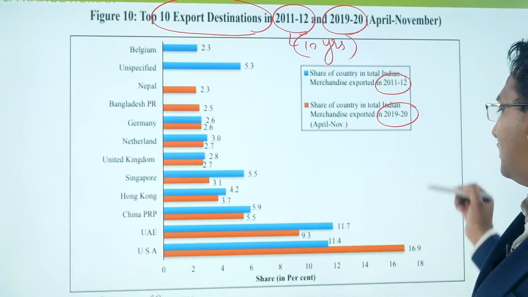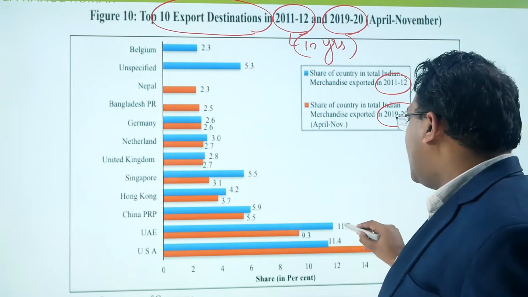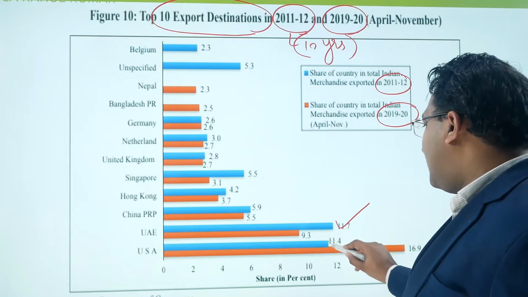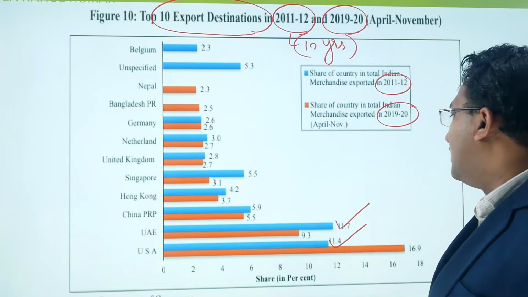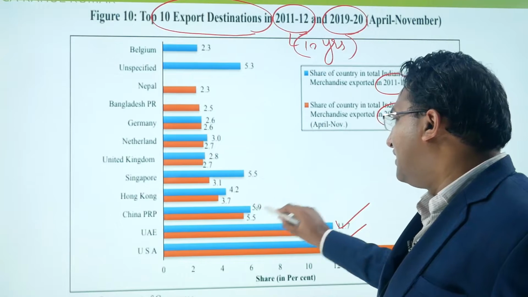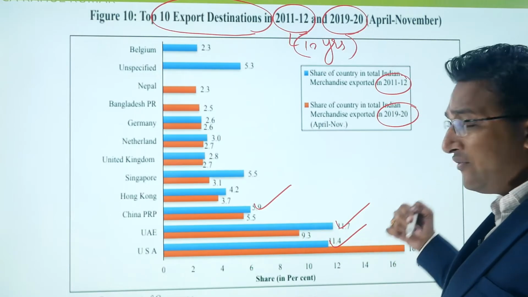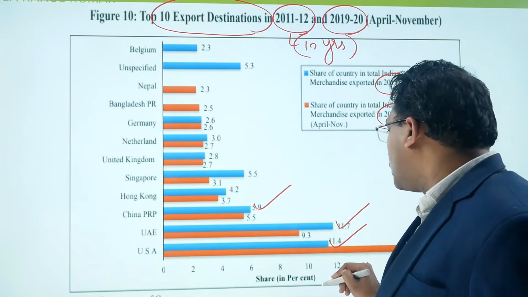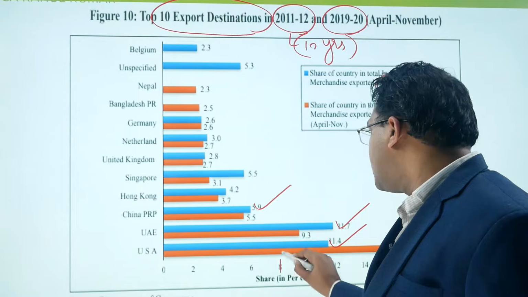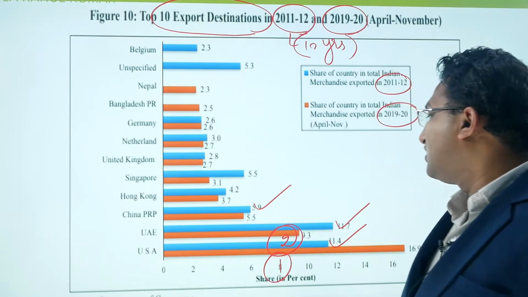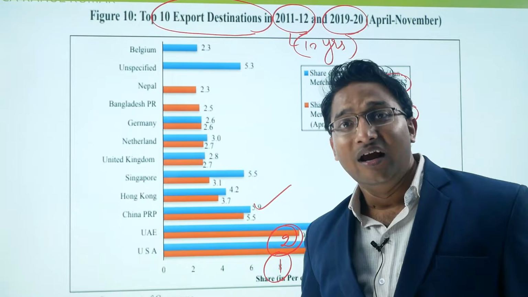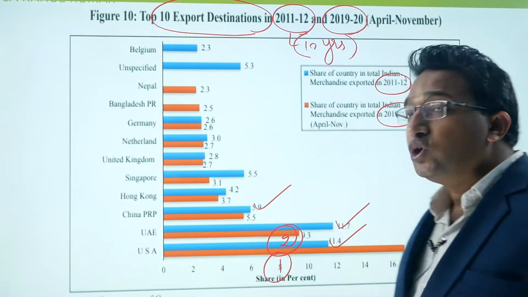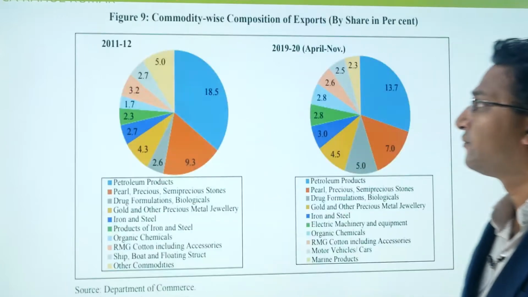So in 11-12, the largest share was occupied by the UAE. So the export destination was the UAE. Second highest was the USA. Third one was China. Now in 2019-20, after a gap of almost 10 years, this slot has been occupied by the USA first and UAE second. So there is a shift in position between USA and UAE. Earlier UAE used to be the largest export destination, and now USA is the largest export destination.